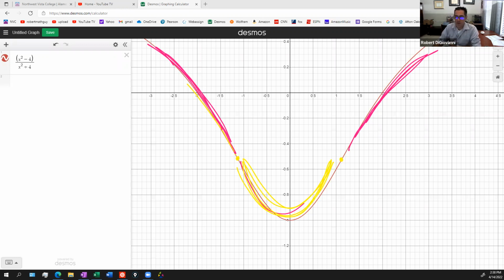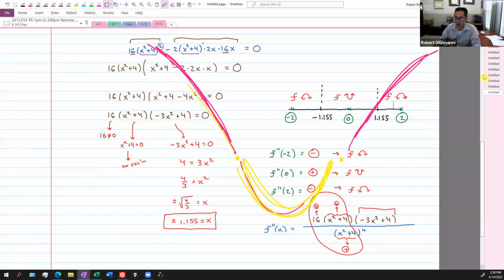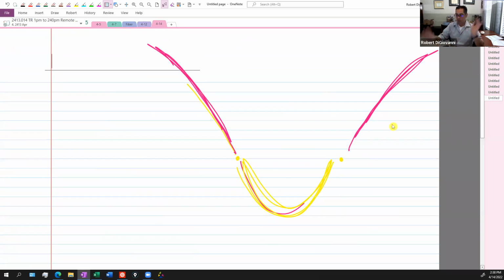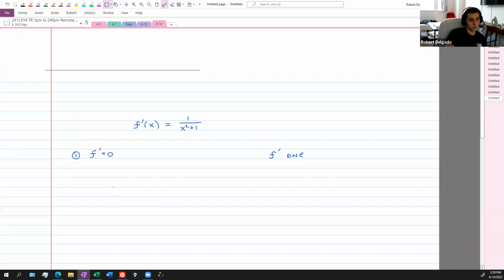I want to just show you something. You may run across this in your homework. Let's say you're doing a problem, and you get at the end that the first derivative is 1 over x squared plus 1. Just forget how we got here. Let's just say we get to that, right? And we're trying to find the critical numbers. Is this ever 0? No, because the numerator can never be 0. So there's no solutions here.